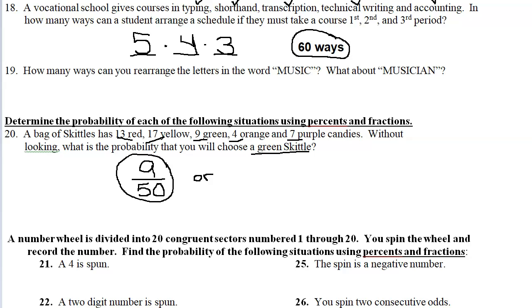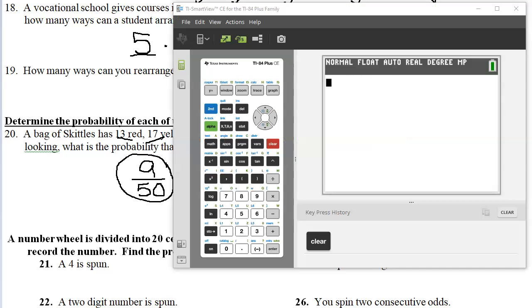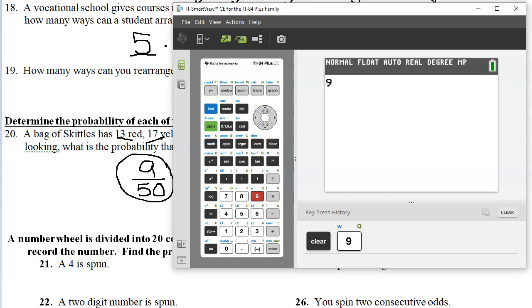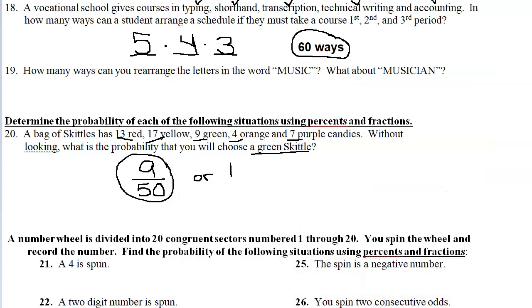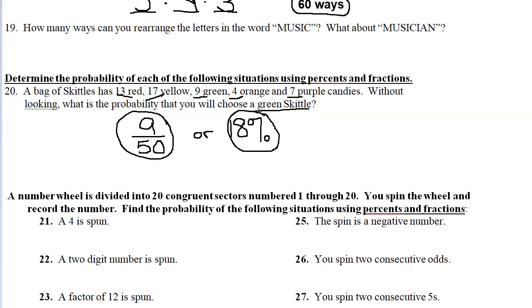Alright, now, if you were to take a calculator, see that right there? Alright, that's the power of video right there. If you take a calculator and you actually type in 9 divided by 50, you get 0.18, which is the same as 18%. So there is an 18% chance that you will choose a green Skittle out of this particular bag.